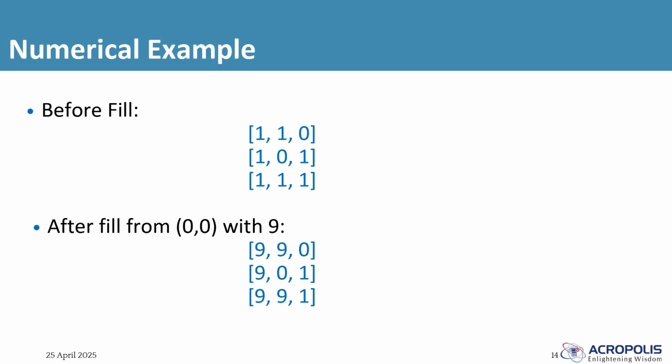Here's a simple matrix to show how flood fill works. Initially, we have this 3 by 3 grid with ones and zeros. We apply the flood fill starting from the top left corner, 0, 0, and change all connected ones to 9s. You can see how the algorithm fills the top left region while leaving zeros and unconnected ones untouched.